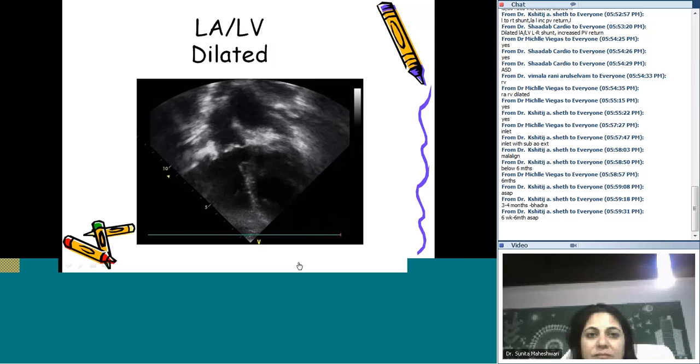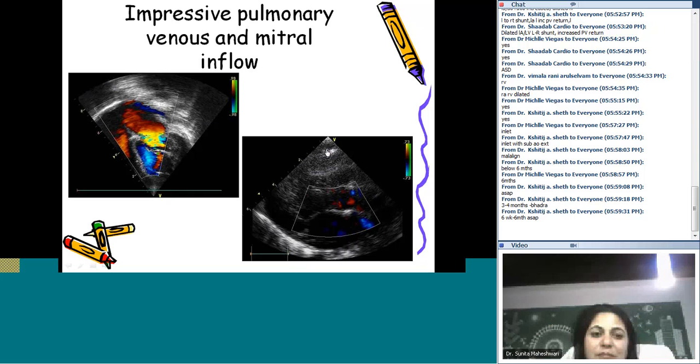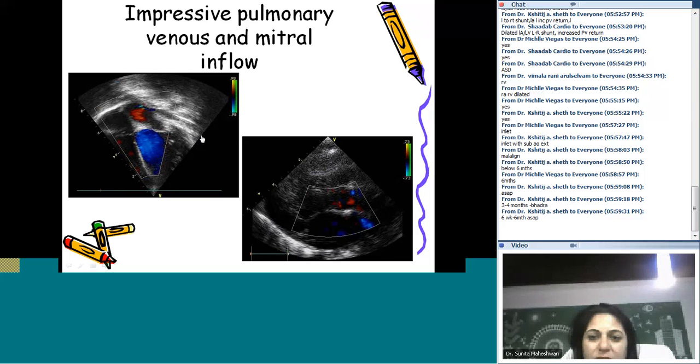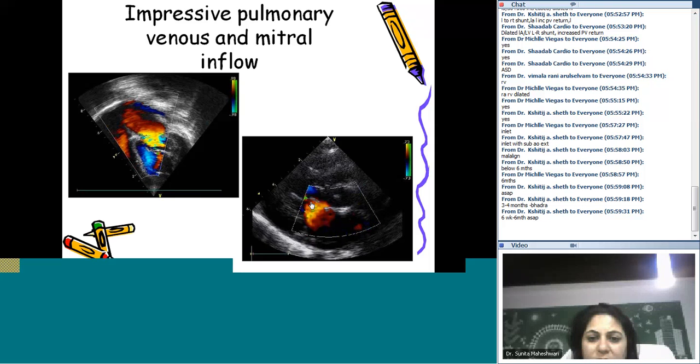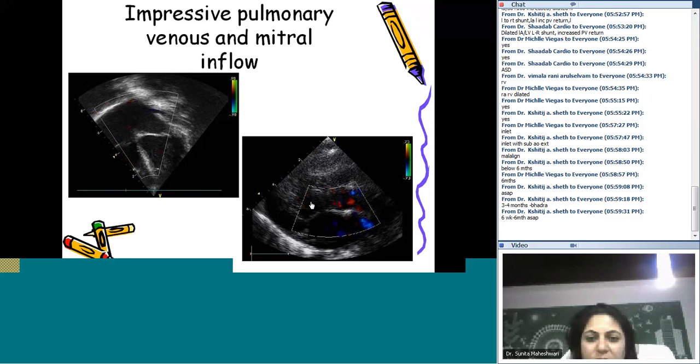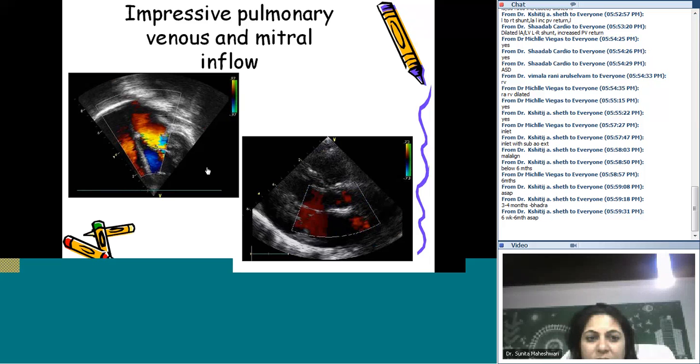And this is just an example of impressive pulmonary venous and mitral inflow. Now, when we see this, you look at this, you're seeing the pulmonary vein flow is increased. Watch this mitral valve, right? Where are you seeing turbulence? Where is that gradient?